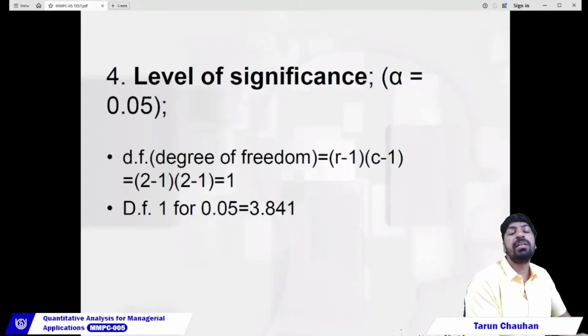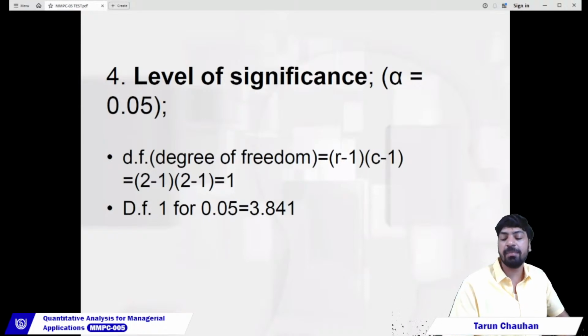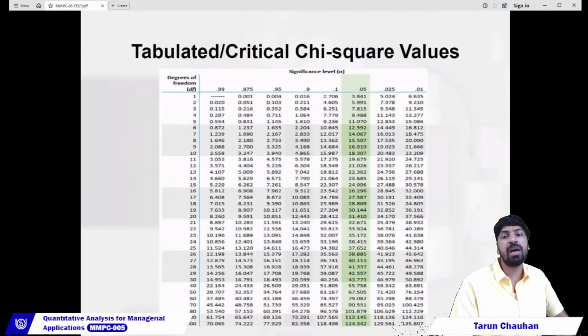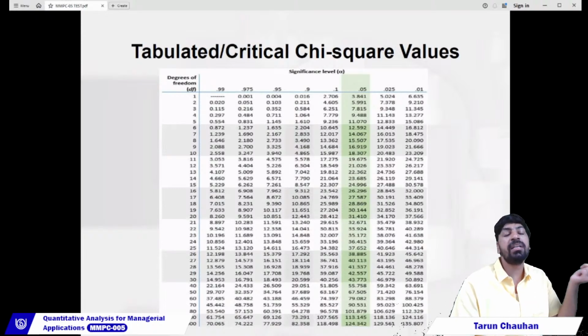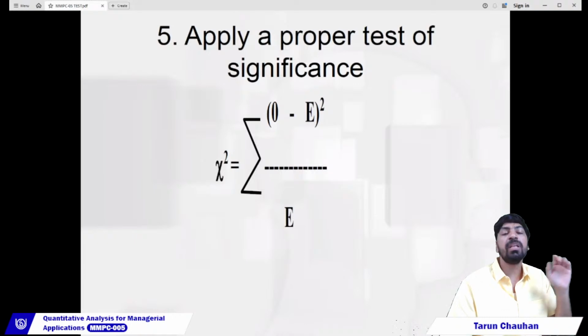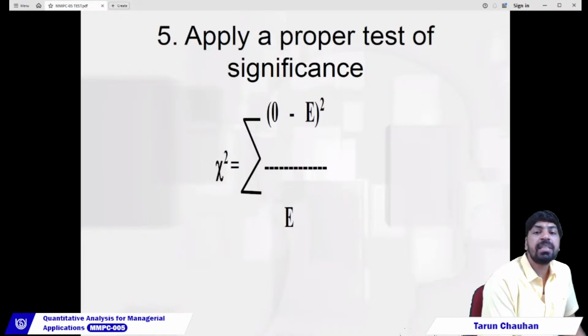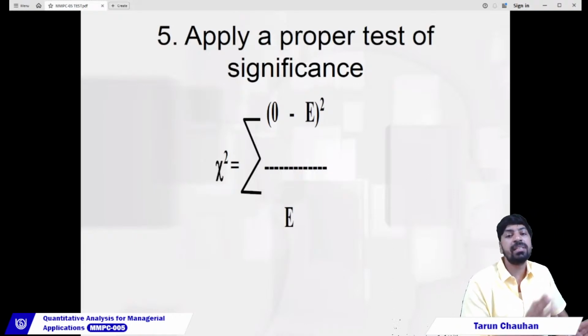So this is the degree of freedom 1 for 0.05, which is already seen in the table, that is 3.841. Just have a look on the screen, that is degree of freedom 1 and 0.05, that is 3.841. This value has been estimated. It is called the tabulated chi-square value, or in other words, we can also say the critical chi-square value. The formula is sigma of O minus E whole square by E.